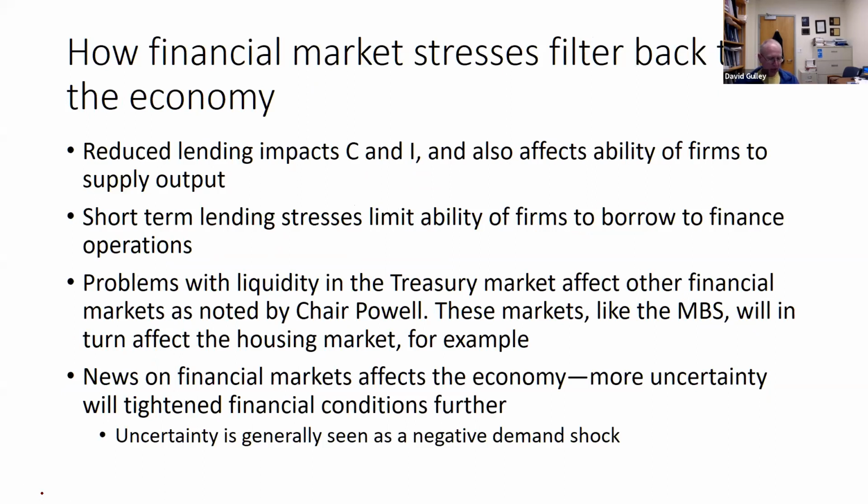Financial market stresses filter back into the broader economy. So for example, consider lending institutions. If they pull back lending, that's going to reduce aggregate consumption and aggregate investment in the economy, and that will tend to reduce aggregate demand even further. And it also has a supply effect in that if banks aren't lending, that tends to reduce the ability of firms to supply output. Already mentioned, we have the short-term stresses in the funding markets, and to the extent that this is happening, firms might be limited in their ability to fund even their day-to-day operations.